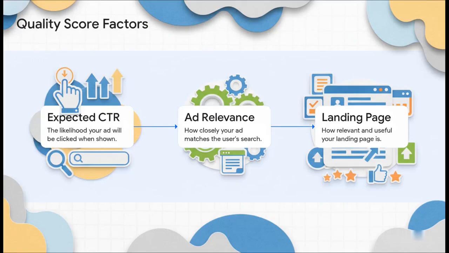So how does Google come up with this grade? Well, it's looking at three main things. First, your expected click-through rate. Basically, how likely are people to actually click your ad when they see it? Second, ad relevance. Does your ad's message line up with what the person was looking for? And third, landing page experience. When they do click, is your website actually useful, and does it deliver on the ad's promise?